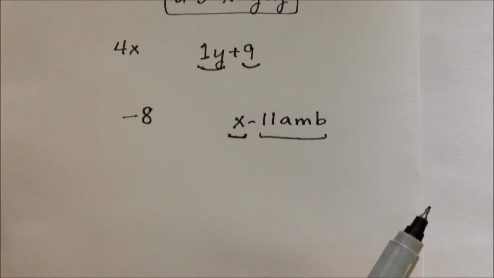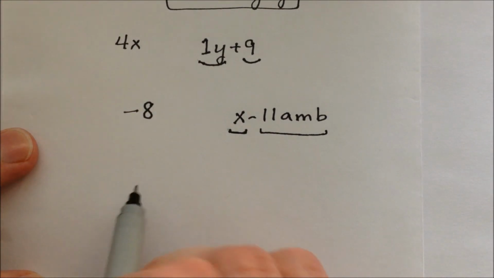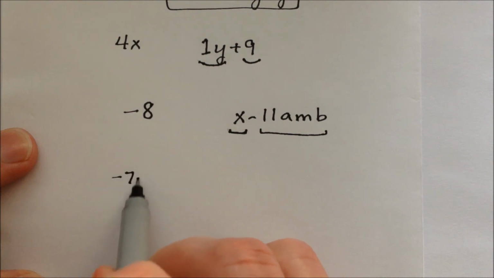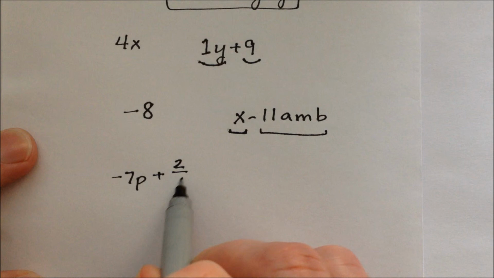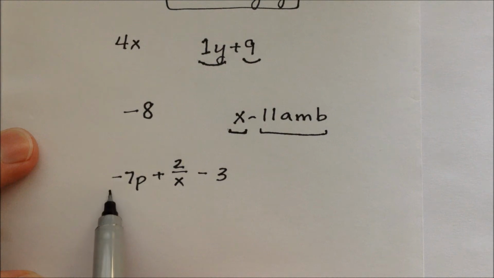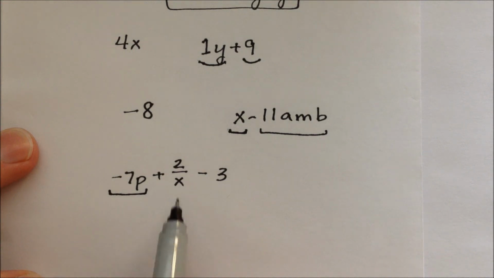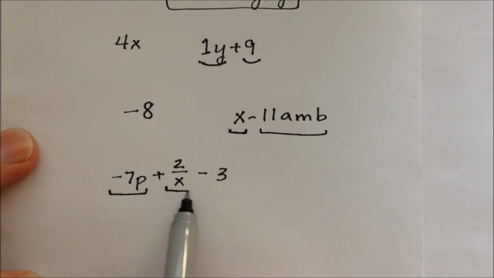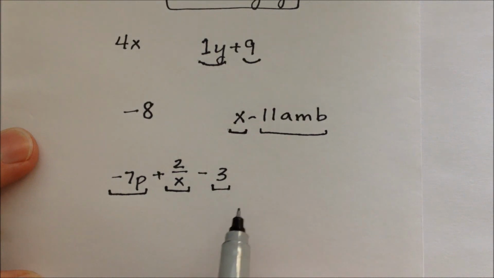Okay, so let's get a really ugly one in here. Let's say something like negative 7p plus 2 over x minus 3. Uh-oh, there's a fraction in there. That's not cool. Well, how many terms do we have? Negative 7p is going to be a term because this is being multiplied together, negative 7 times p. And we have 2 over x, which is kind of being multiplied together, 2 times 1 over x, if you wanted to look at it that way. So this is a second term. And our final term is just a number, 3. So it's a constant.